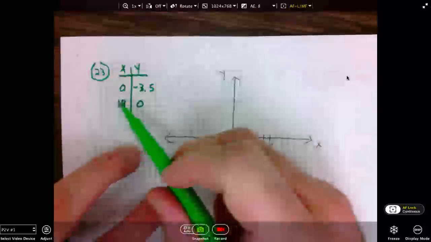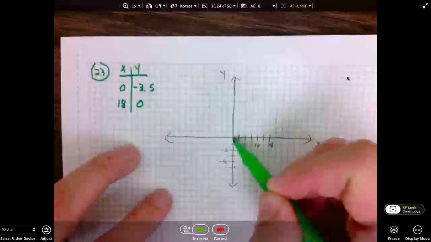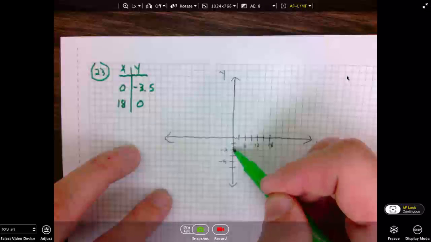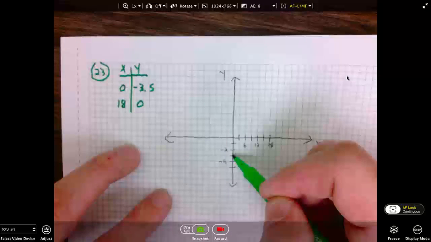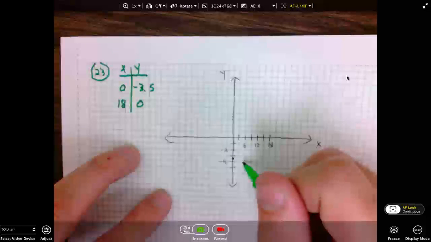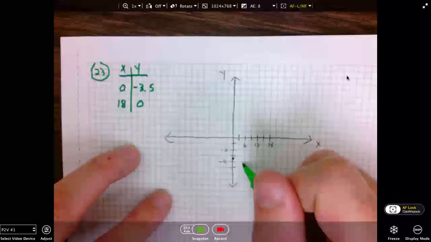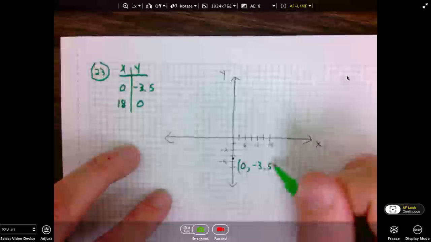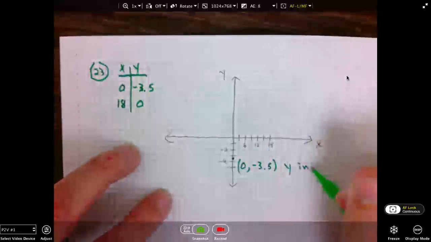So I want 0, negative 3.5. None left or right, and then down, negative 3.5. 1, 2, 3, 3.5 would be right here. This is the point 0, negative 3.5. This point is called the y-intercept.